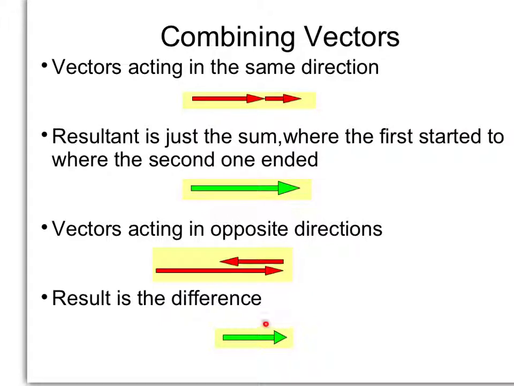Now in this case, if you wanted to do this arithmetically, you could just subtract the two vectors. So when two vectors are acting in opposite directions, like east and west or north and south, you can find the resultant simply by subtracting the magnitudes of the two, and then the direction is going to be the direction of the larger vector.